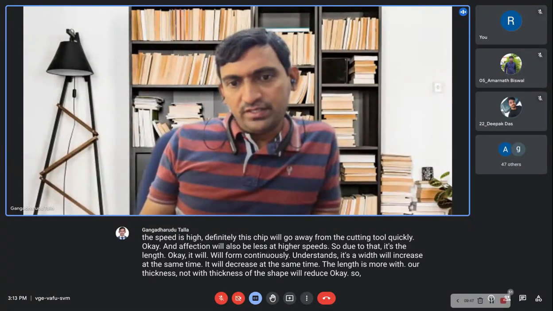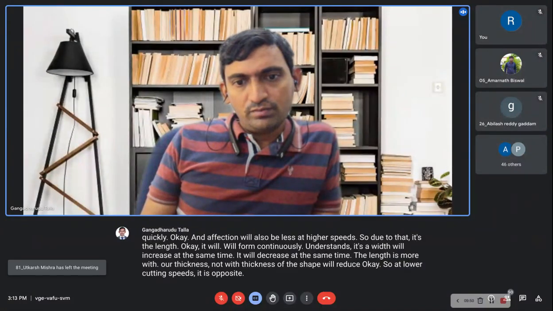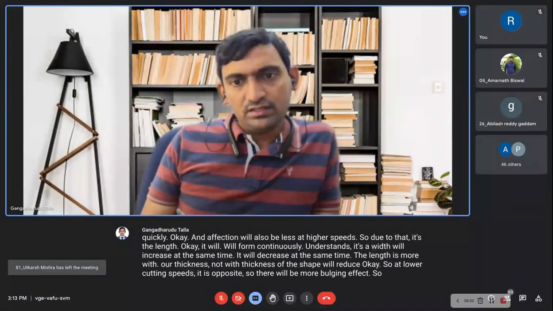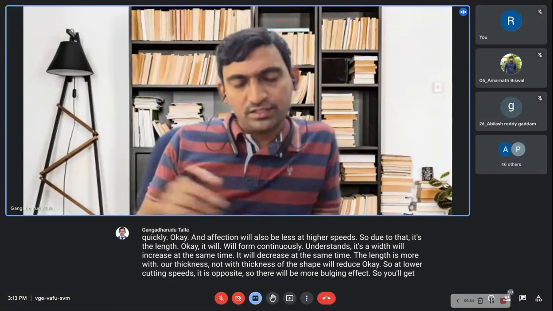So at lower cutting speeds, it is opposite. So there will be more bulging effect. So you will get a discontinuous chip there.